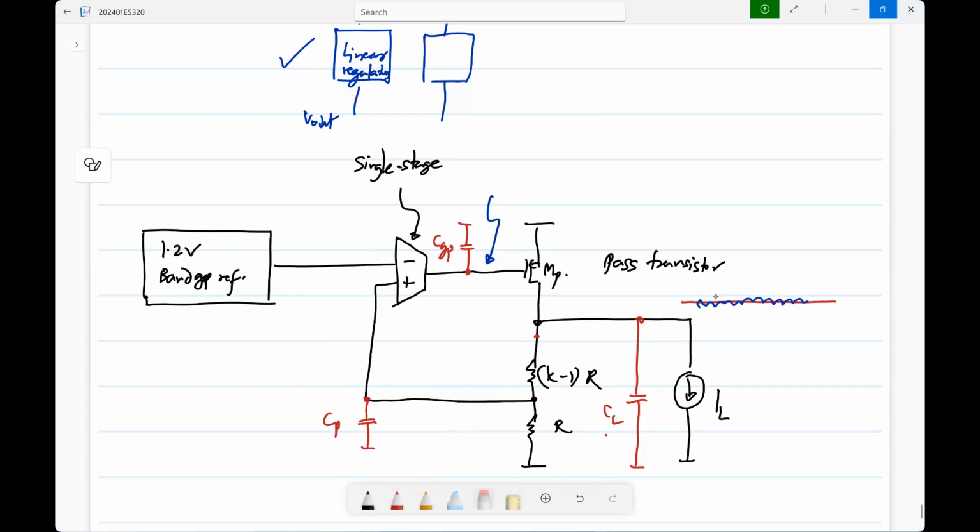So basically, whatever the output resistance of that is, RO1, you will have something of that sort. Okay. What is the pole due to this capacitor? What will it be?